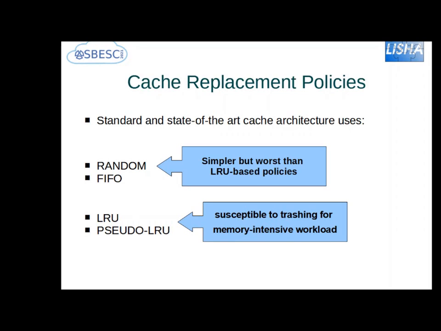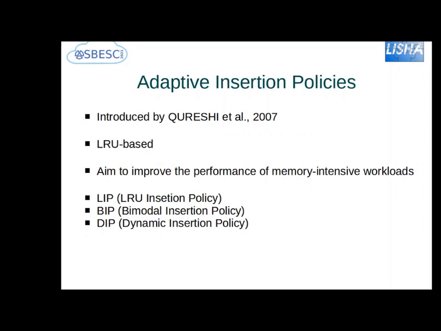On the other hand, LRU-based policies are susceptible to thrashing when the required application data is greater than the available cache. Because of this, Gracioli et al. proposed a simple change to the insertion policy to reduce the number of cache misses for memory-intensive applications. They named these new policies adaptive insertion policies. They are the LRU insertion policy, also known as LIP, the bimodal insertion policy, or BIP, and the dynamic insertion policy, or DIP.